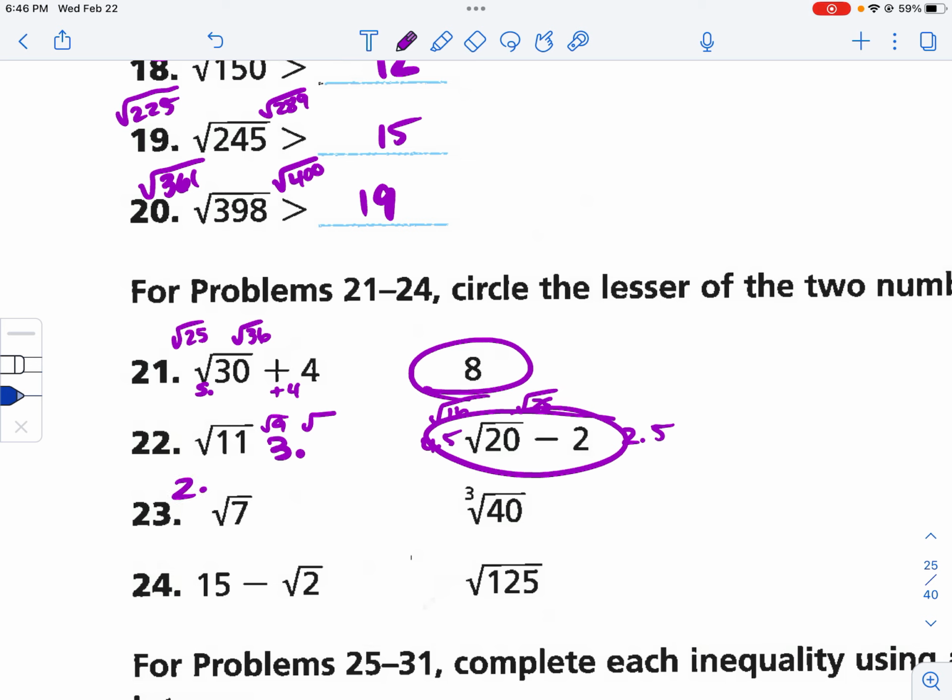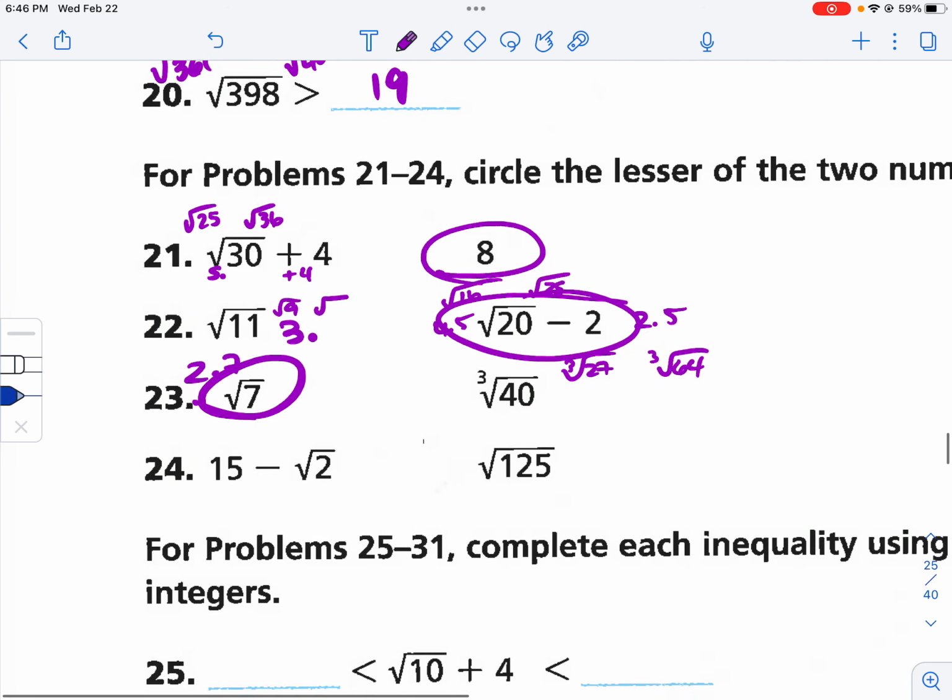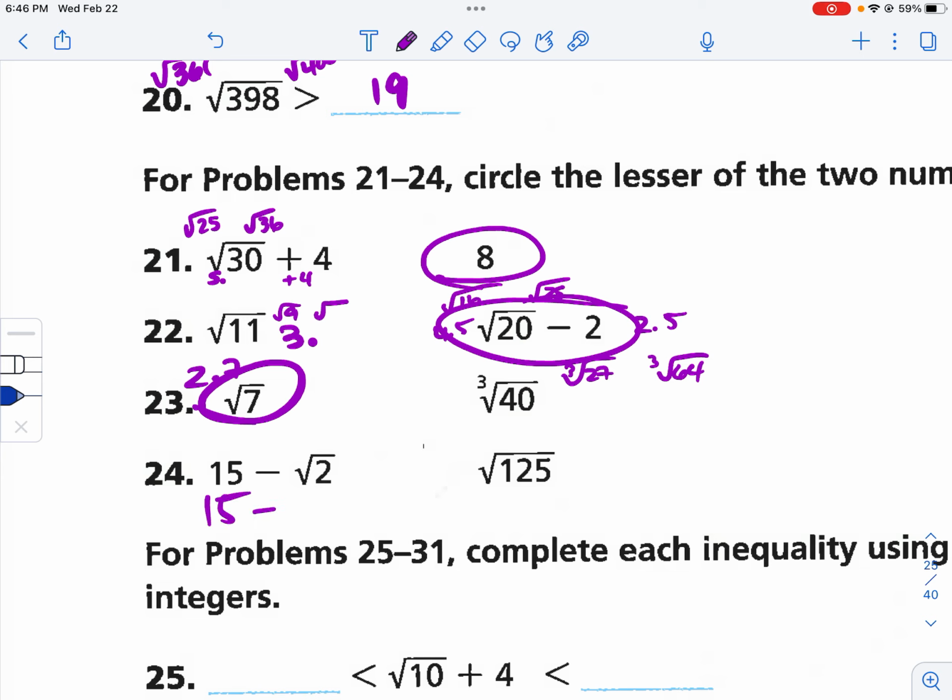This is going to be 2.7-ish cubed root. So this is going to be between the cubed root of 27 and the cubed root of 64. So it's 3 point something. So the lesser is this. So 15 minus 1 point something. And this is going to be 11 point something. So which one's smaller? This one.